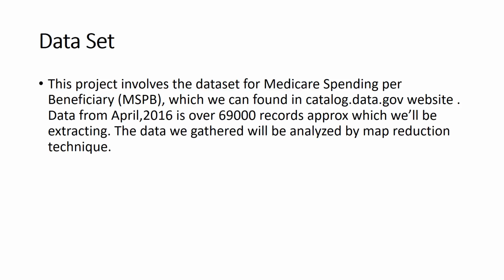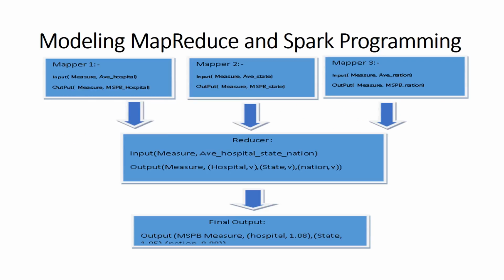This data set is collected from the catalog.data.gov website, and it is from April 2016. It has approximately 69,000 records. The main attributes are: hospital name, provider name, state, period, claim, average spending per episode hospital, average spending per episode state, average spending per episode nation, percentage spending hospital, state, nation, start date and end date. Now coming to modeling, MapReduce, and Spark programming, which I will be using.